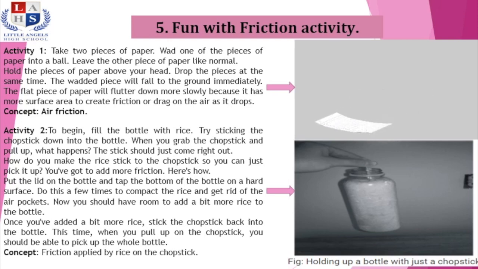Now, students, see the adjacent figure. When you drop the two papers, you will find that the paper which is in the shape of a ball drops down immediately as compared to the other paper which is in normal shape. We can also see this in the image. What is the reason behind this? The air friction. The paper which is not folded or crumpled experiences air friction.